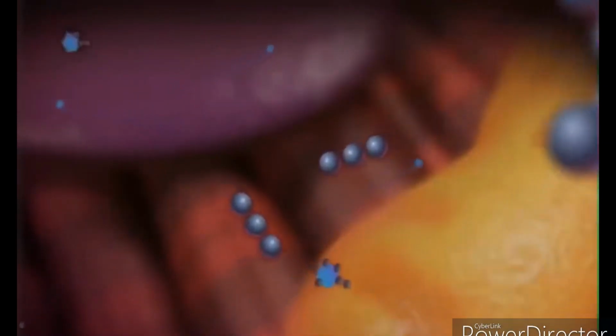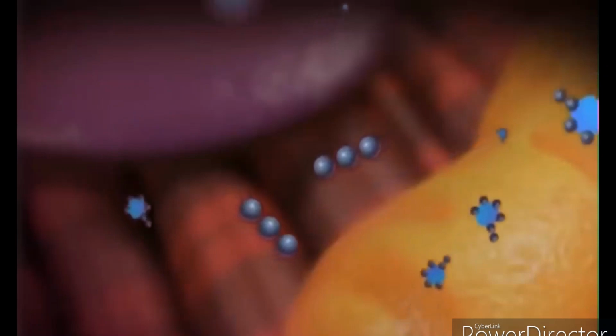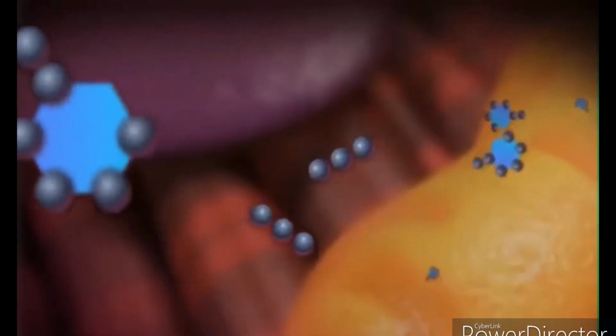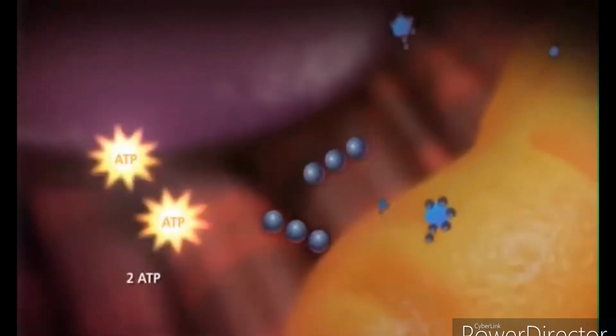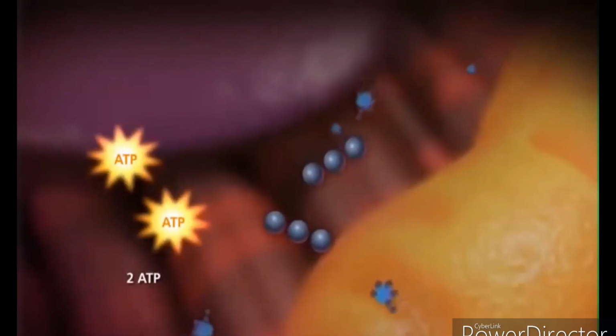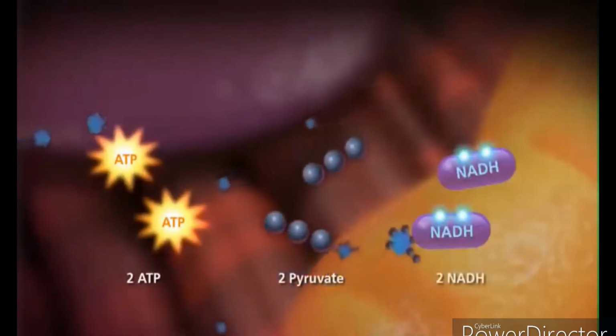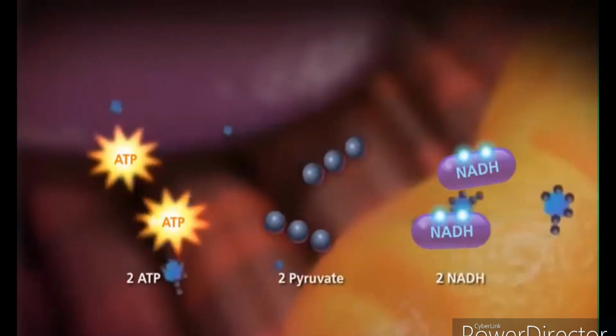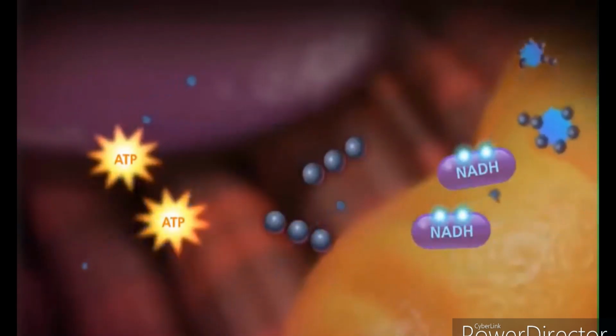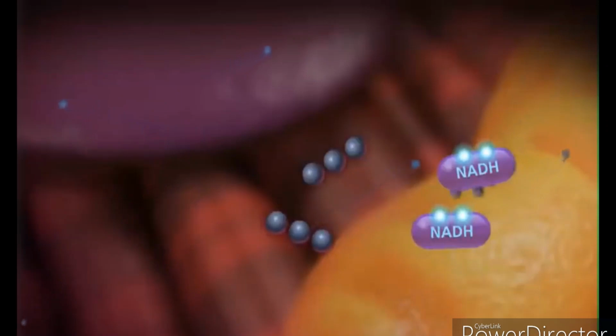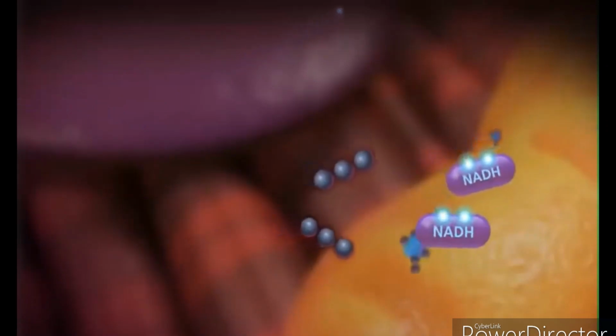Glycolysis involves the activity of multiple enzymes and enzyme assistants in the process. A net of 2 molecules of ATP, 2 molecules of pyruvate, and 2 high-energy electron-carrying molecules of NADH are produced. When oxygen is present, the pyruvate molecules and NADH enter the mitochondria, and the next stage of cellular respiration begins.